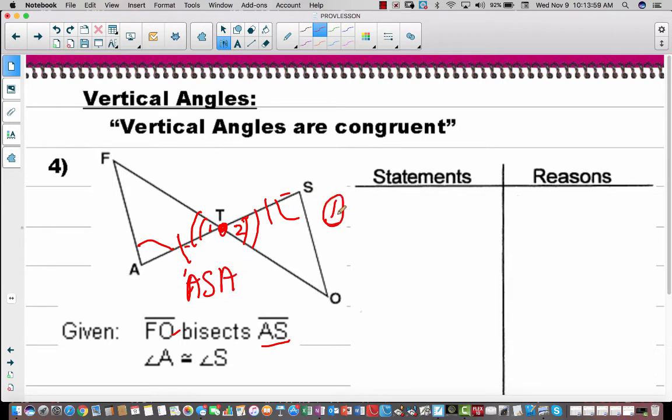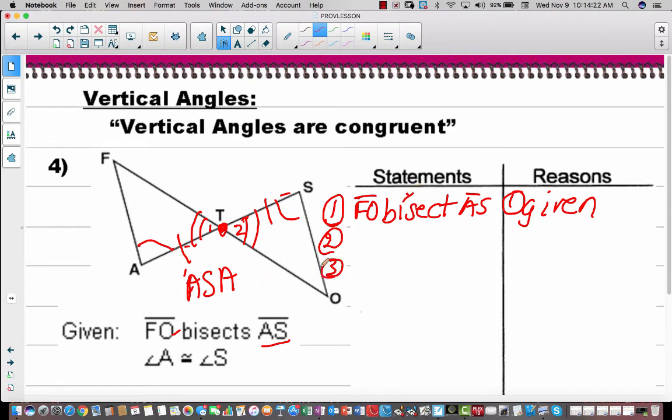Again, when we first start writing, always start the proof with the first given. So FO is bisecting or cutting AS in half at its midpoint. So there is the first given. We learned yesterday that this would be a 2-step routine. So step 2 and step 3 would be according to my line bisector routine. So you can see clearly that this is a line cutting another line in half at its midpoint.